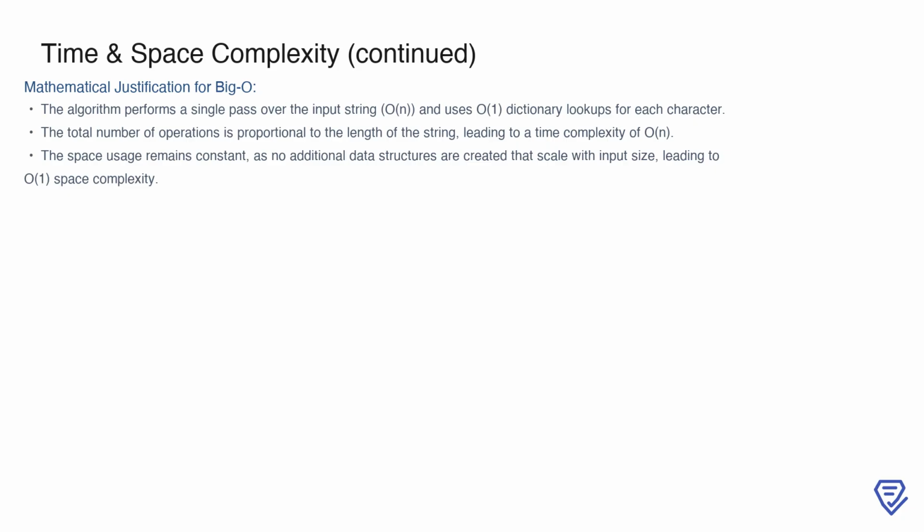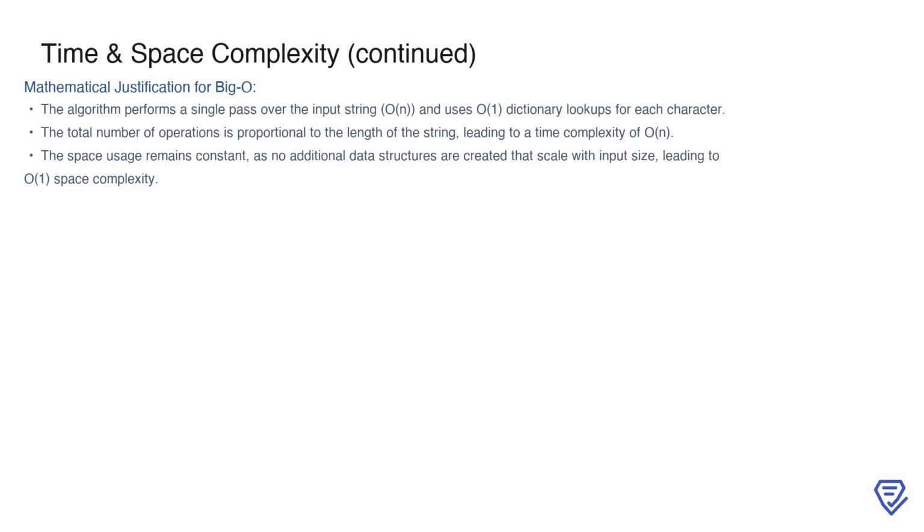From a mathematical perspective, the big O complexity of this algorithm is straightforward to justify. The algorithm performs a single pass over the input string, which contributes O(n) operations, where n is the length of the string. For each character, a dictionary lookup is performed in O(1) time, and a constant number of arithmetic operations are executed. These steps combine to give an overall time complexity of O(n), as the number of operations scales linearly with the string length.